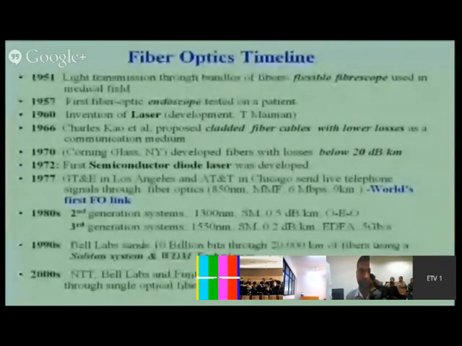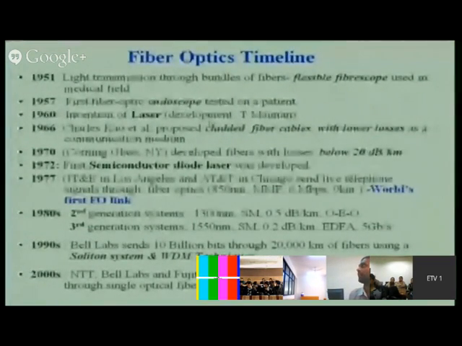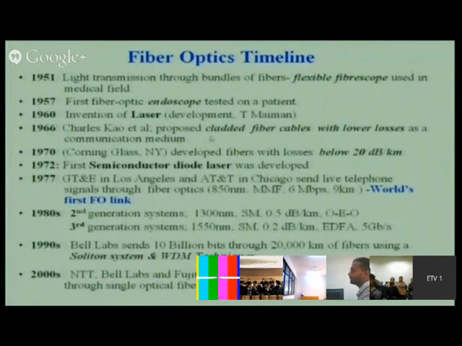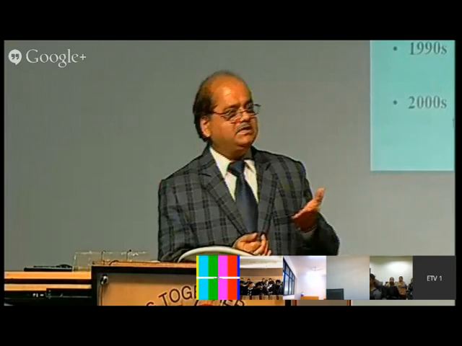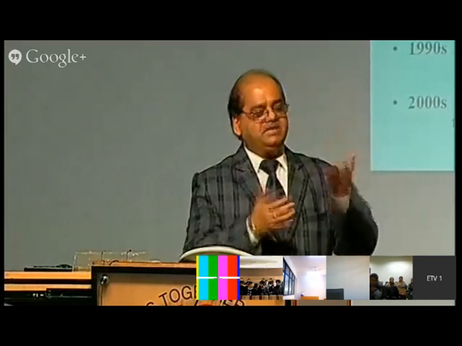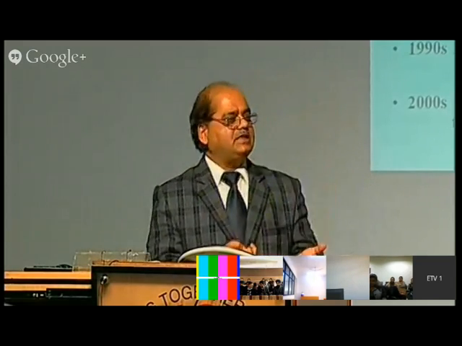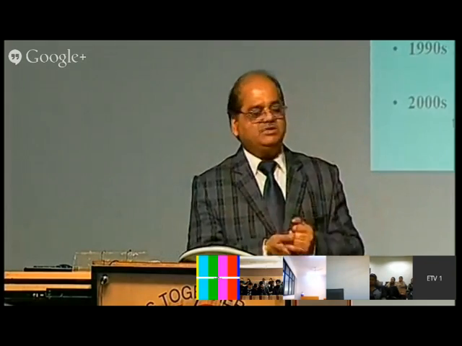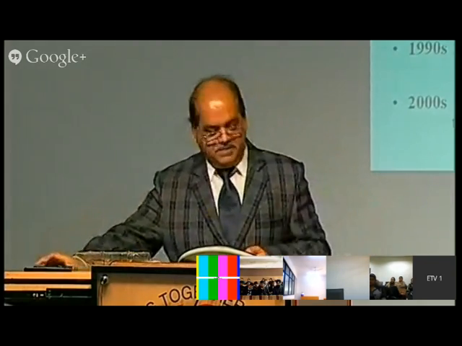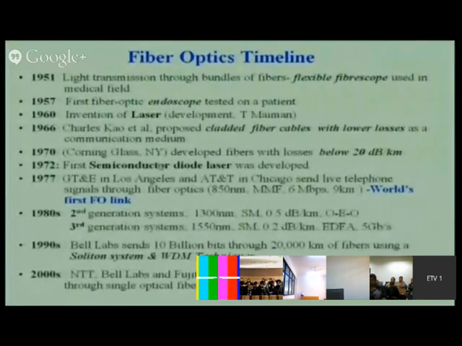Then the invention of the laser in 1960. T. Maiman developed the first laser, and Charles Kao proposed that cladded fiber cable with lower losses can be used as a communication medium, because in the communication industry the problem was of losses and bandwidth. He proposed that if we can reduce the losses in the optical fiber, the same cladded fiber can be used as a communication media, and the idea was picked up by Corning, and they came out with an optical fiber with losses below 20 dB per kilometer, which is comparable to the coaxial cable.